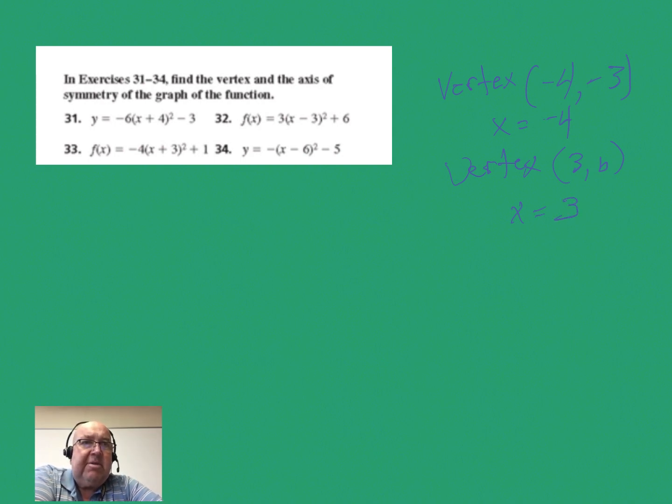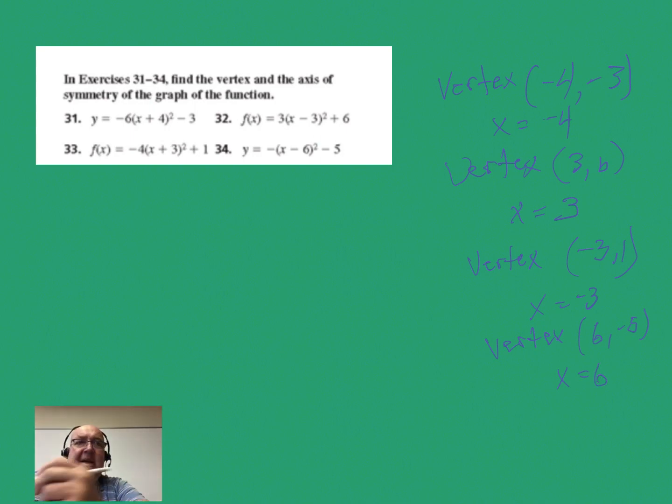Number 33, our vertex is negative 3 and 1. And our axis of symmetry is x equals negative 3. And finally 34, our vertex is 6 and negative 5. And our axis of symmetry is x equals 6.